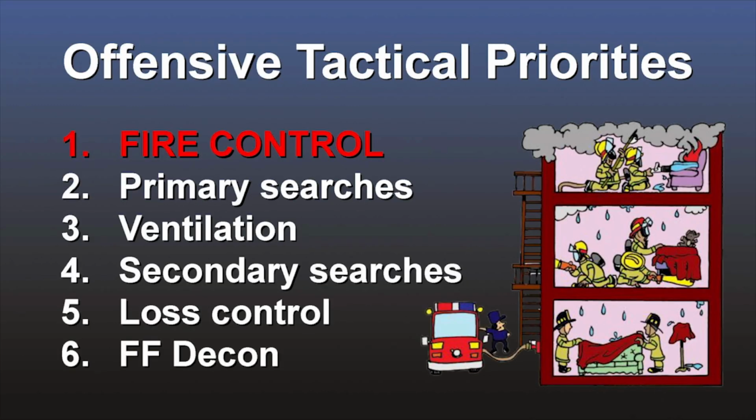Offensive tactical priorities. Fire control is the number one offensive tactical priority. The sooner we get the fire under control, the sooner it gets better for the firefighters, the people we've come to help, and the structures we're battling the fire in. This is followed by conducting our primary search, ventilation, secondary searches, loss control, and ultimately, firefighter decontamination.